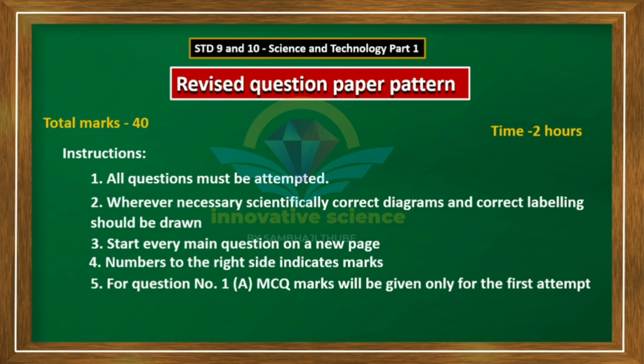Means question number 1A is of MCQ type question. For this question, you will be given 4 options. From these options, you have to select one correct answer. Examiner will consider your answer which you write first. So students, erasing the answer is not allowed.